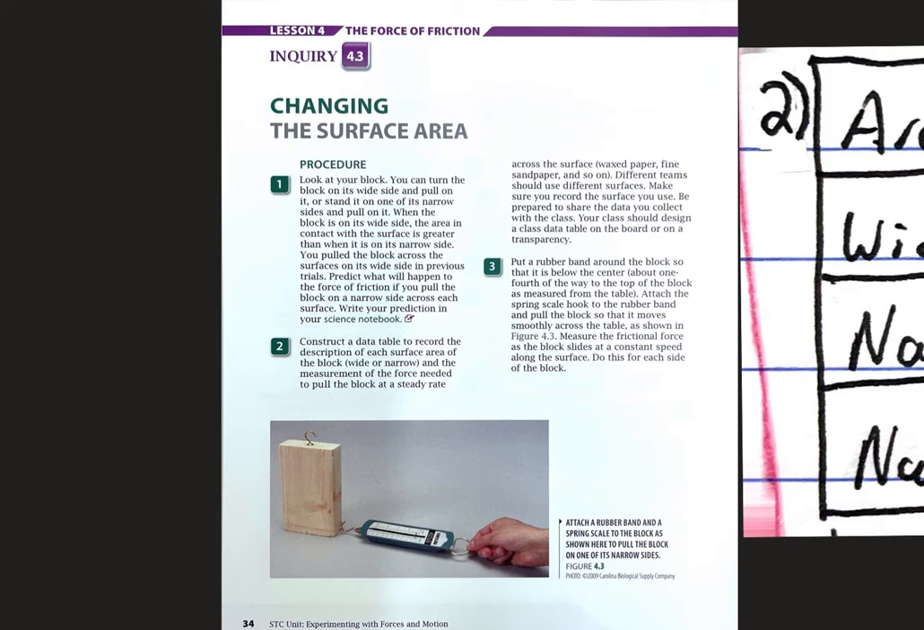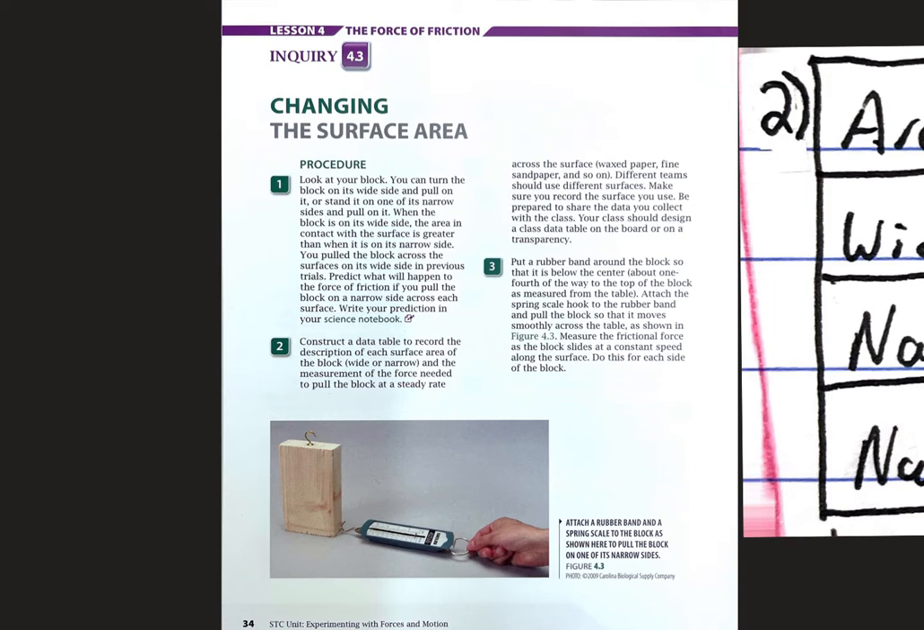So on this lab, we're going to be changing the surface area. The first lab, we changed our surface type. The second lab, we changed the load. And this time we're changing the surface area. On all of these, we've been looking at how the force of friction increases or decreases based on what we change. So again, this time we're looking at surface area.